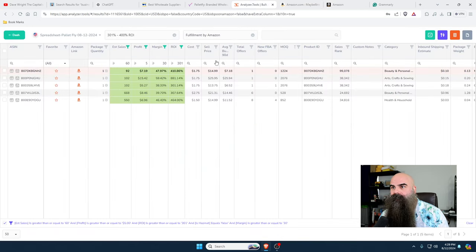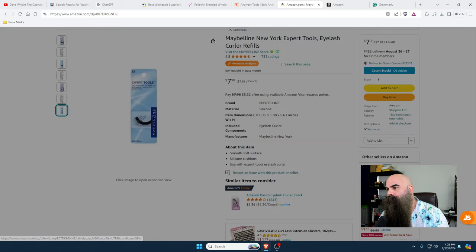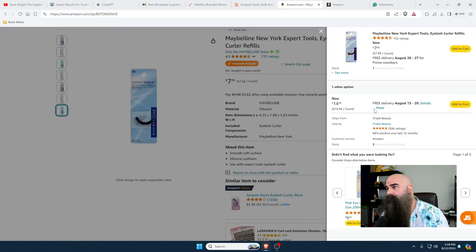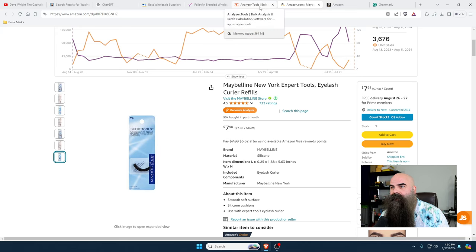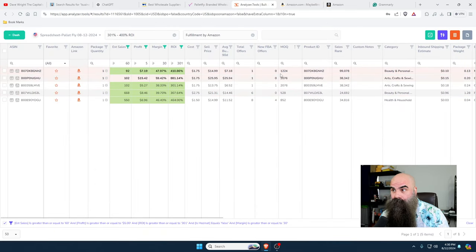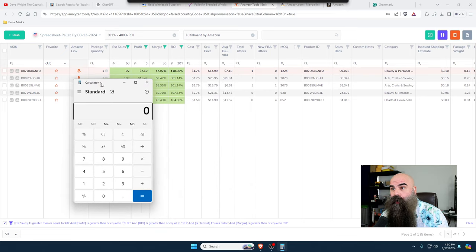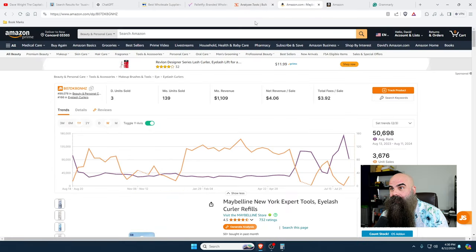So this particular $14.99 sell price is really high. It's getting a false price because it pulled the buy box from this other person here. And the reason they have the price jacked up is because there's none in stock. So there's a couple of things with this item. One, it only sells 139 units a month. And our minimum order quantity is 1224. So if we were the only person on this listing, right?